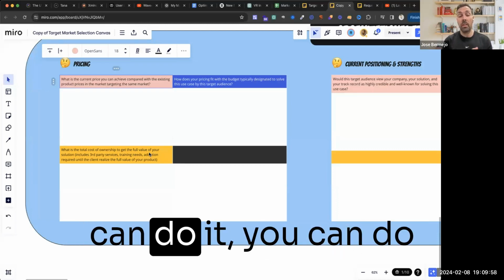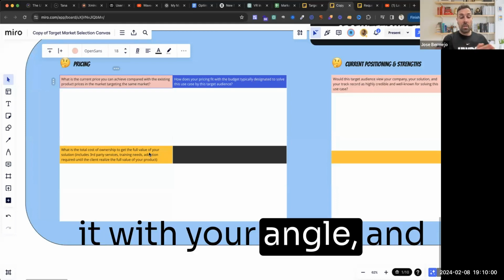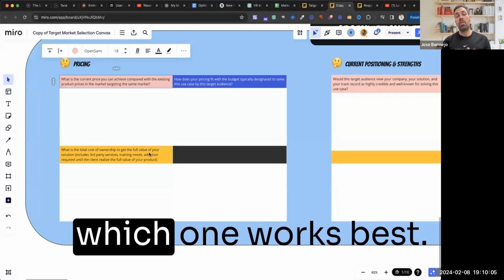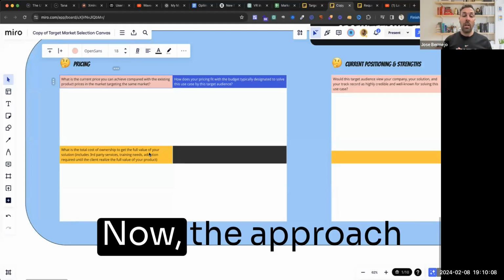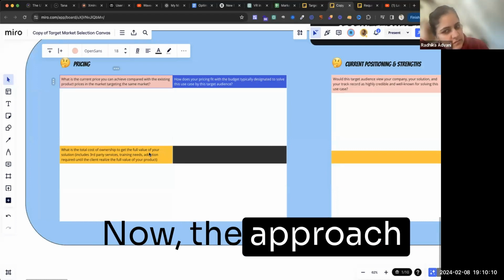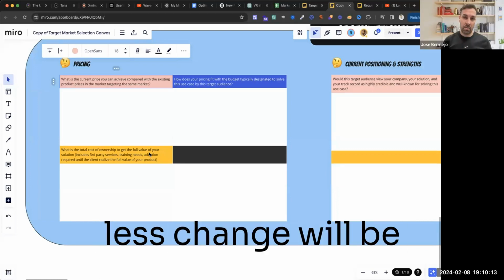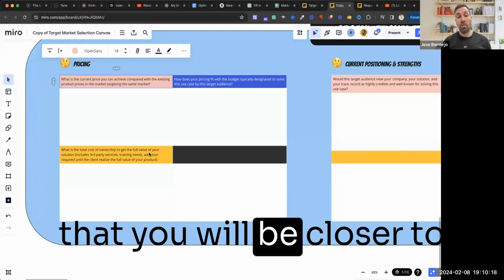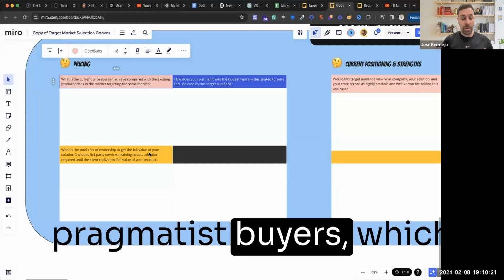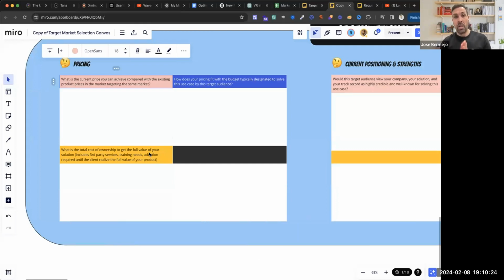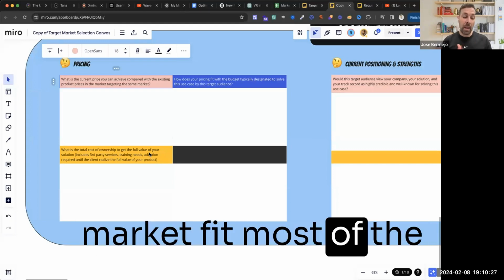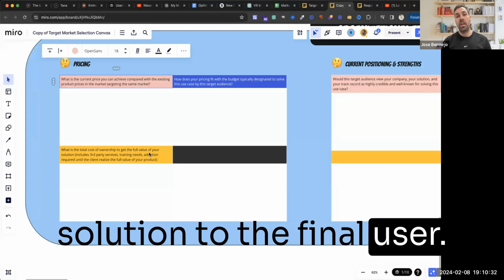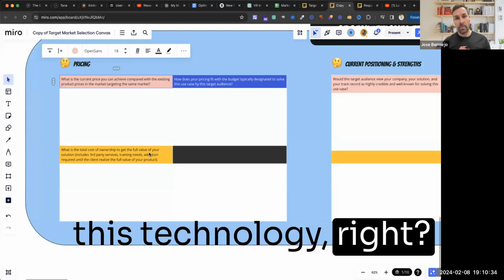The answer is yes, you can do it. You can do it with your angle, and you should try, right? Mostly when approaching this complex solution to see which one works best. Now, the approach that requires the less change will be the most successful, because that means that you will be closer to pragmatist buyers, which are most of the market. So the cheap product market fit, most of the times, is about how are you adapting the solution to the final user. For example, we have this technology, right?